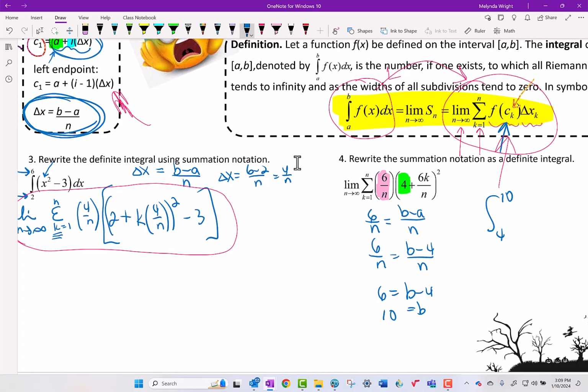Now I need to figure out what the function was. What did we put in place of x? We put 4 plus 6k over n in place of x. So what was the function? It's that squared, right? It's x squared. That's it.